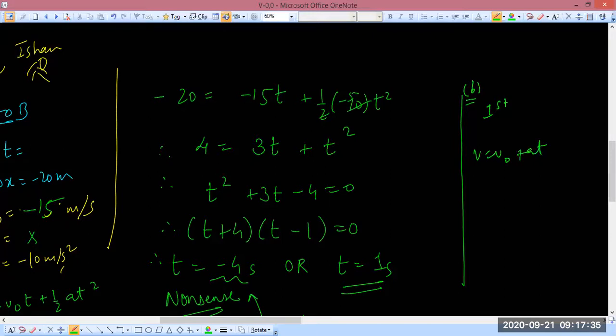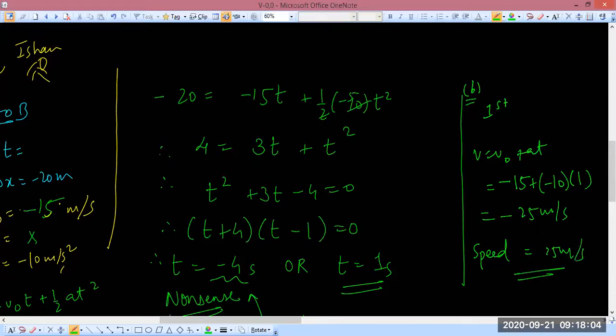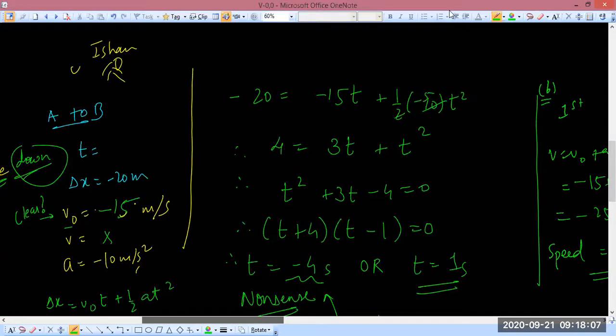Yeah, silly mistakes happen. Okay, all right. 25 meter per second is the answer that people are getting. Very good. 25 meter per second is the final answer, the speed with which it hits the ground. Yeah, velocity is minus 25, Raj, and speed is 25.